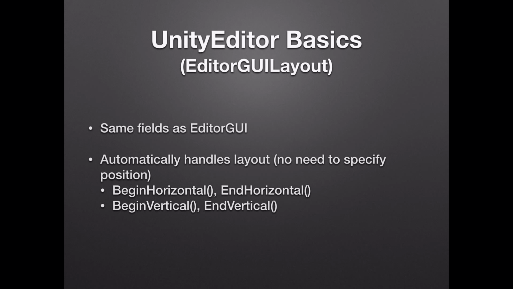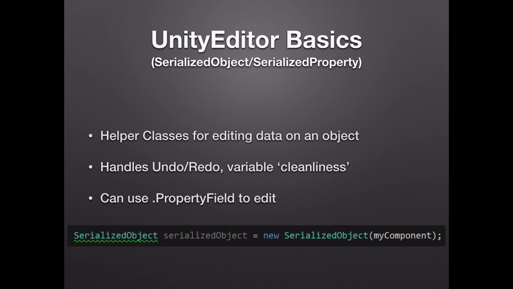Another thing that can be handy are the SerializedObject and SerializedProperty classes. Essentially, these are just helper classes to edit data on some sort of Unity object. They give you accessor functions to change the data, and they automatically handle things like registering for editor undo and redo. They handle the dirtiness of a variable, what I was talking about earlier, automatically. And there's a special function in EditorGUI and EditorGUILayout called PropertyField, where you can pass in a SerializedProperty and it'll just draw the right editor. You don't have to worry about what type it is.